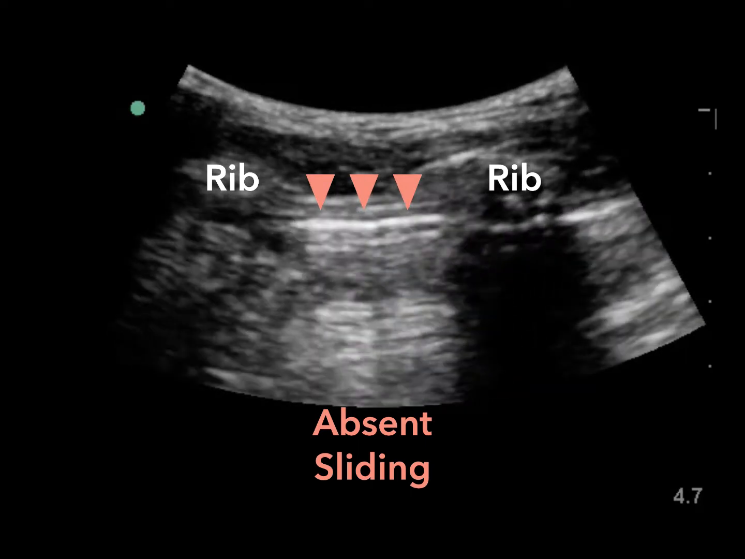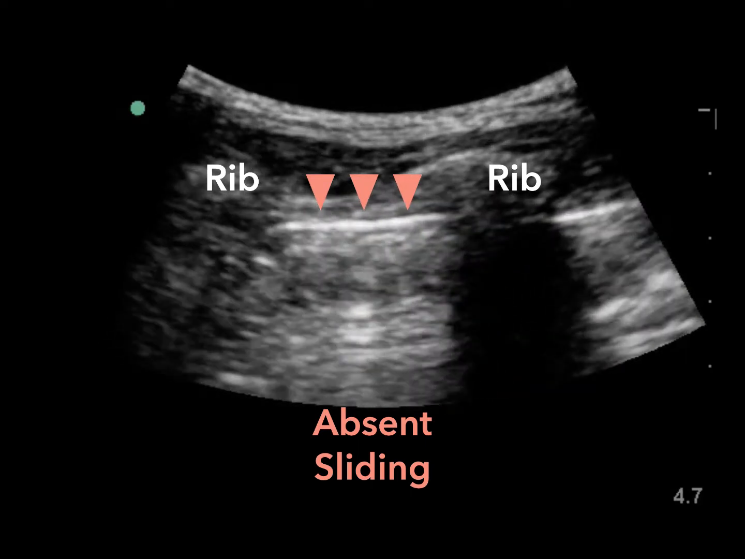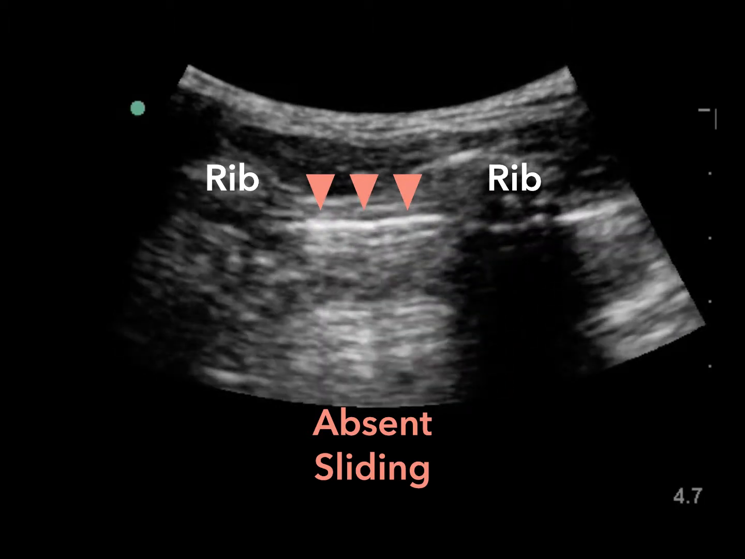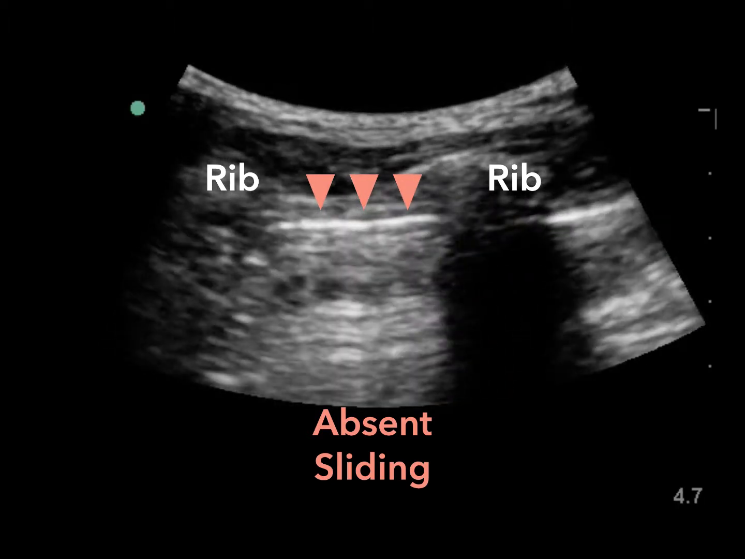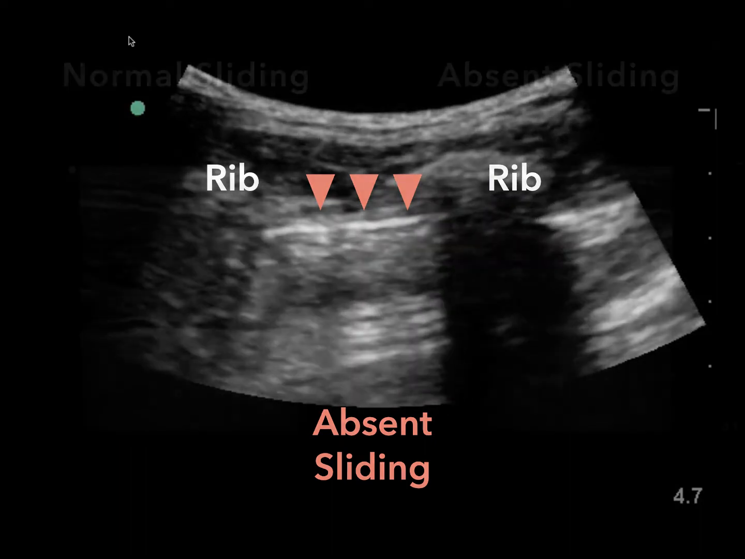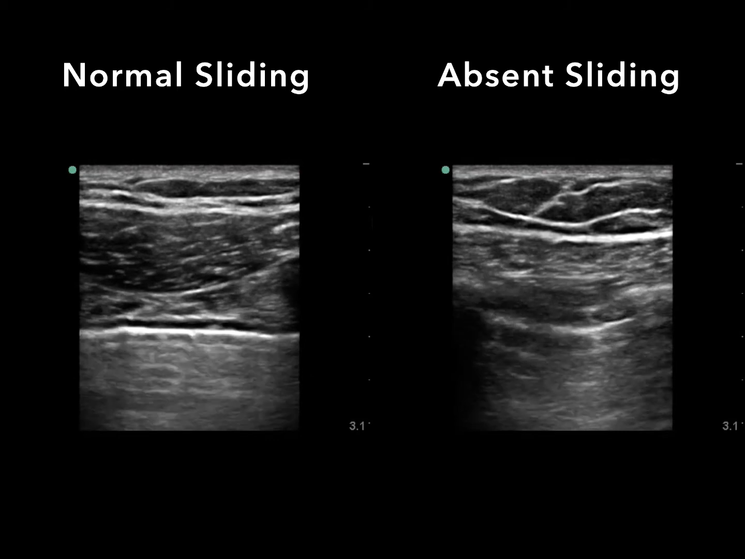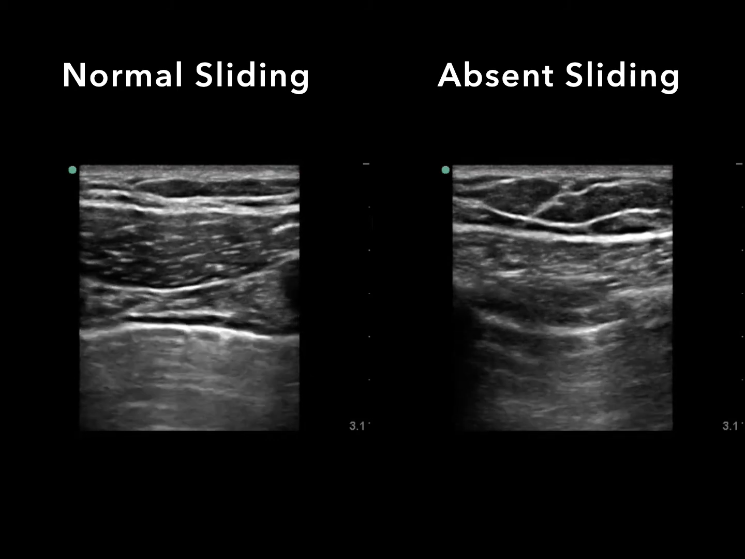However, you can also have absence of sliding if you're scanning over a large bulla, or if a patient has had a main stem intubation and there is an absence of ventilation in the lung that you're scanning. It's easy to see the difference when you compare normal sliding and absent sliding side by side.